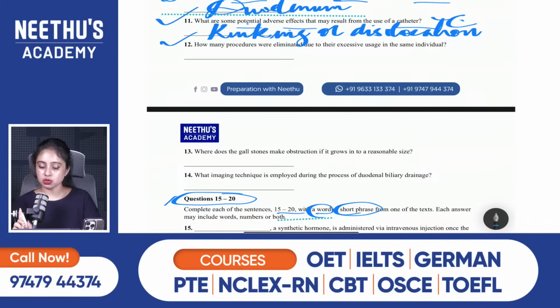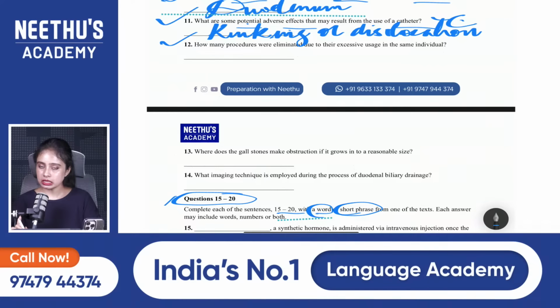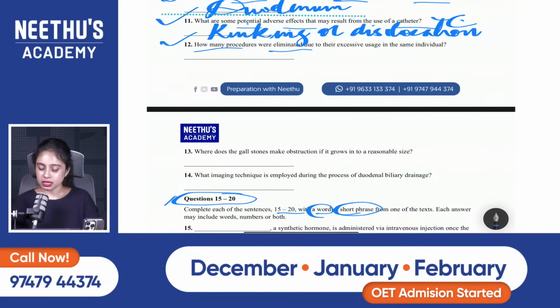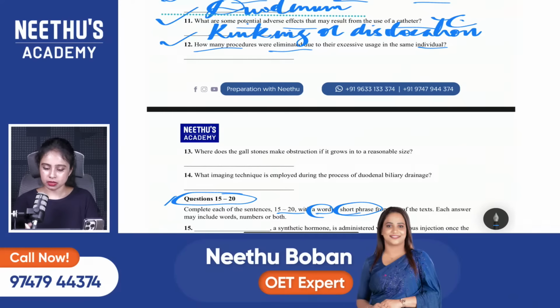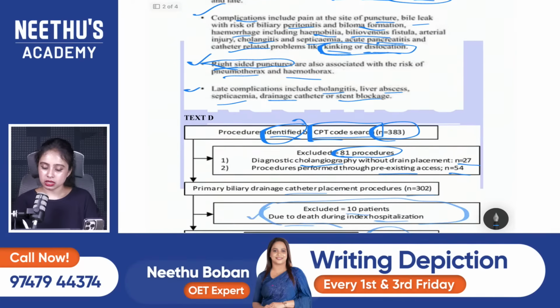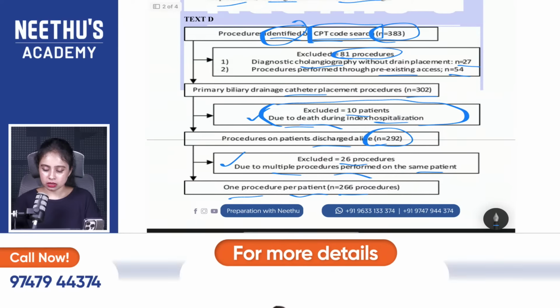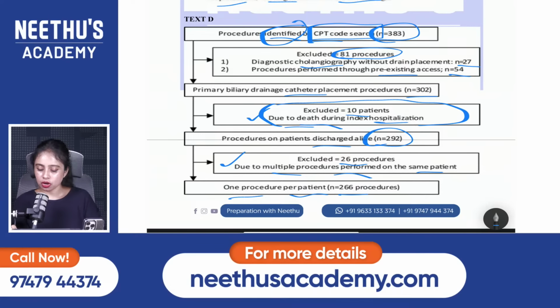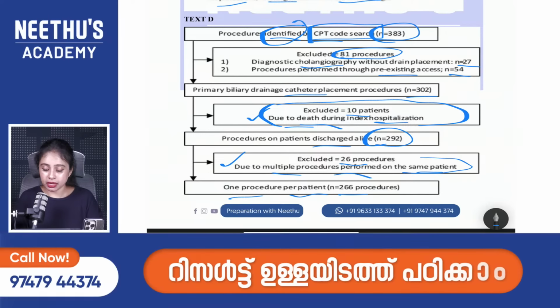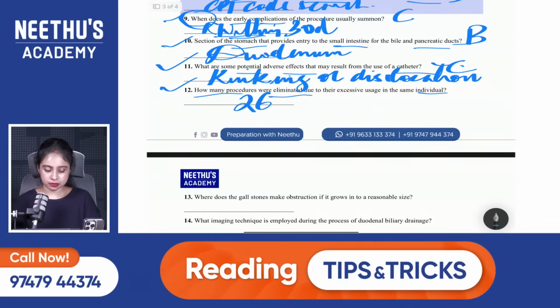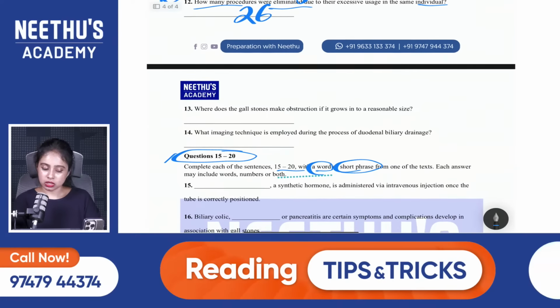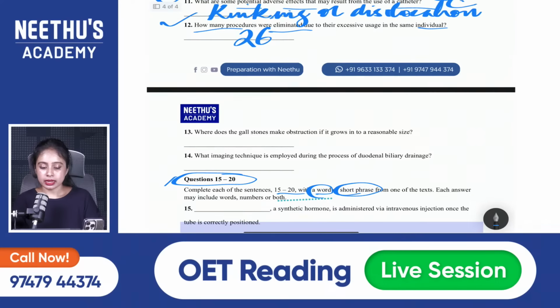How many procedures were eliminated due to their excessive usage in the same individual? So, how many eliminated, individual? Remember, only write the number. Numbers are only mentioned in text D. See, same patient, same individual, and the number is 26. Very simple answer. Answer is 26. Yes, Atira, it's kinking or dislocation. Very good, dear. Then 13th one.